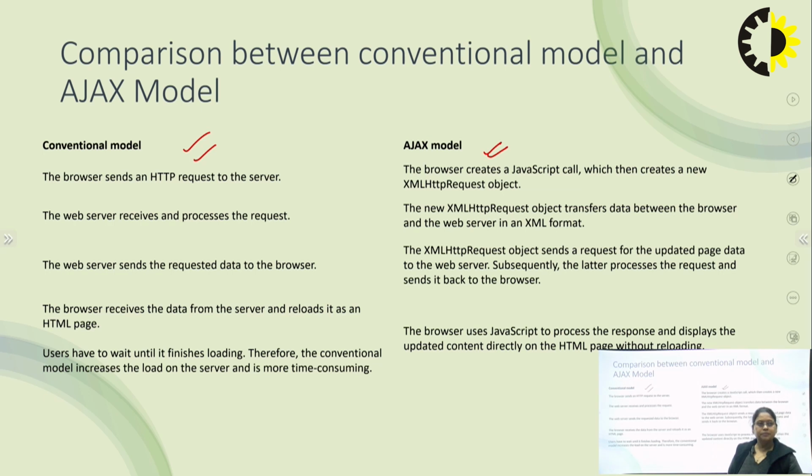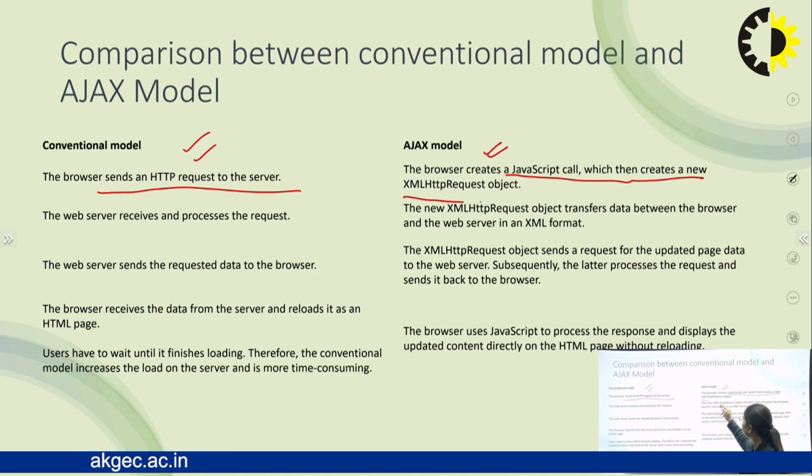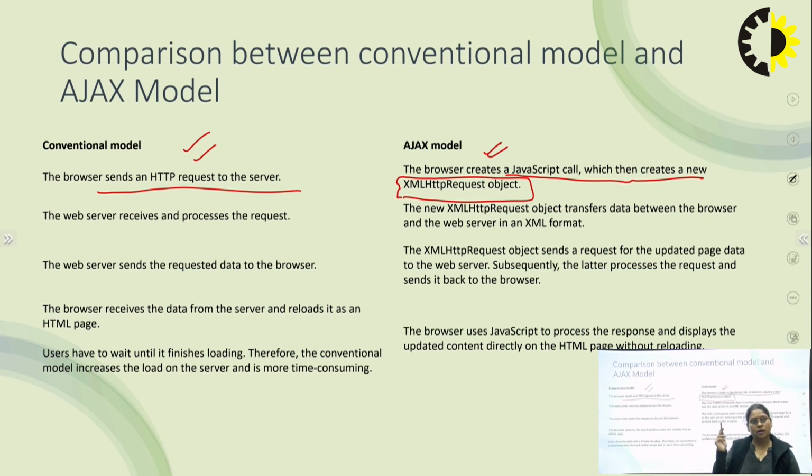So number one, if we are using the conventional model, then the browser sends an HTTP request to the server, only an HTTP request, not an XML one. If we are using the Ajax model, the browser creates a JavaScript call which creates a new XML HTTP request object. This is the major difference between the Ajax model and the conventional model.